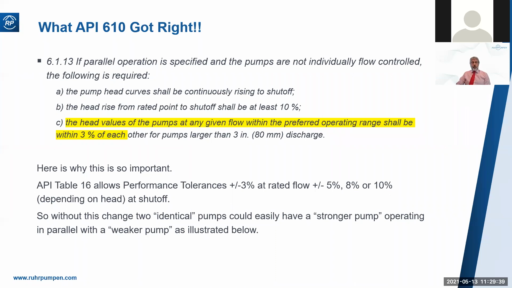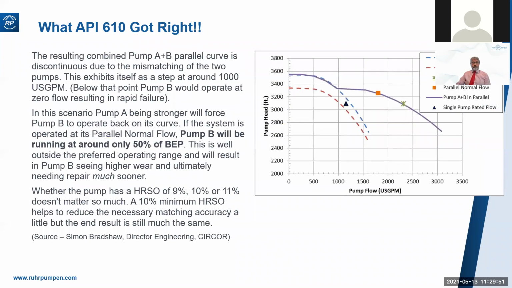So without this new clause, you could have two supposedly identical pumps, but with a stronger pump and a weaker pump trying to work in parallel, like this. Here you go, one stronger pump at plus 3%, one weaker pump at minus 3% TDH. Here is the combined curve. And here is the rated point. Two pumps operating, one pump operating.